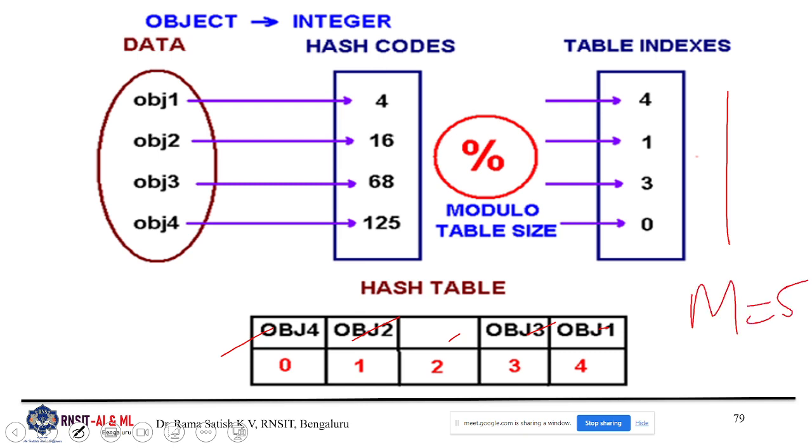So when m is 5, everything you have to modulus by 5. So 4 modulus 5 is 4 only. So object 1 is going to be stored in 4.